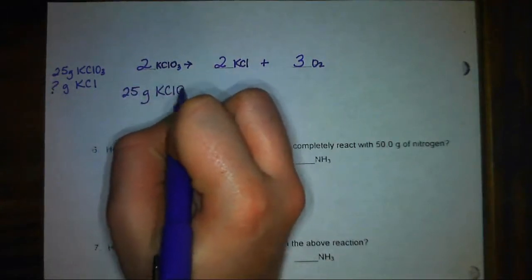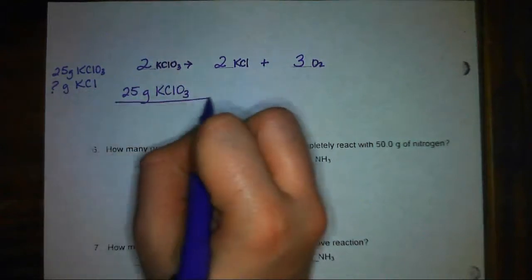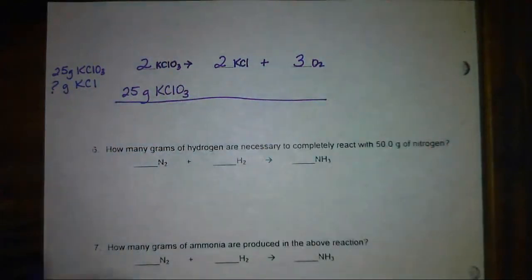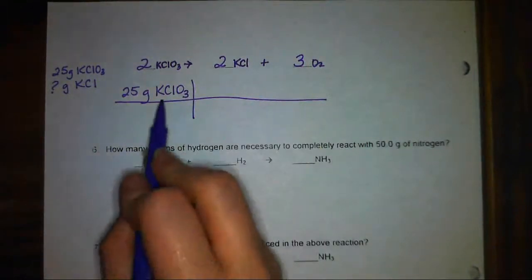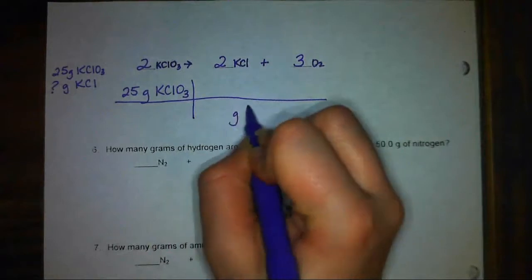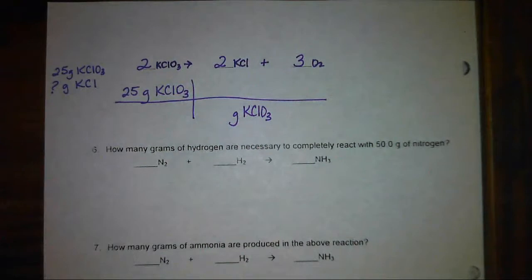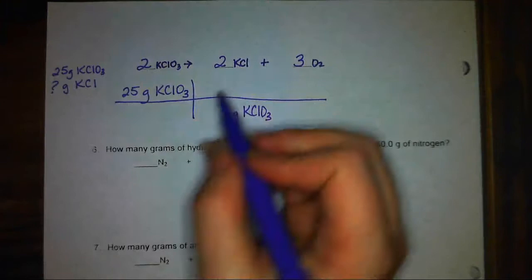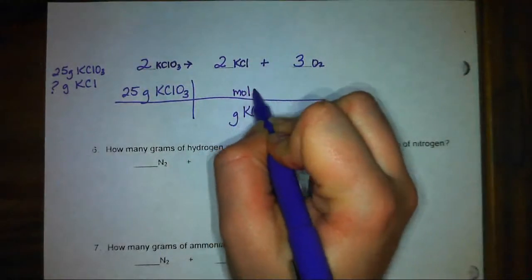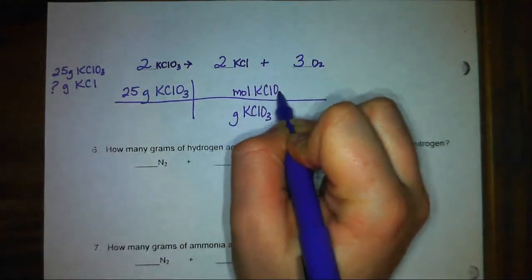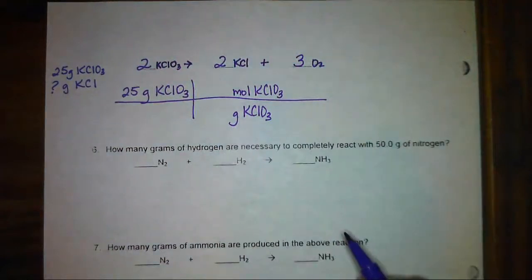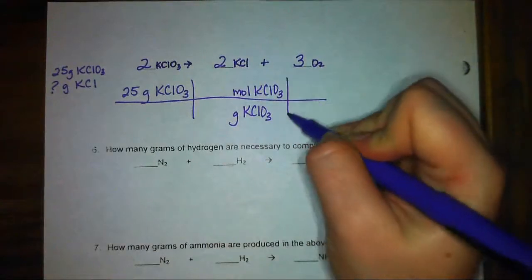Always start with what you are given, which in this case is 25 grams of potassium chlorate. Draw your horizontal line, then your vertical line. Remember that you're going to want units to cancel, so what's at the top is going to end up at the bottom on the next conversion factor. Now I want to go from grams of potassium chlorate to moles of potassium chlorate. That's going to be my new unit on the top. Okay, without putting in numbers right now, I'll give you hints on those later. Let's keep setting this problem up.